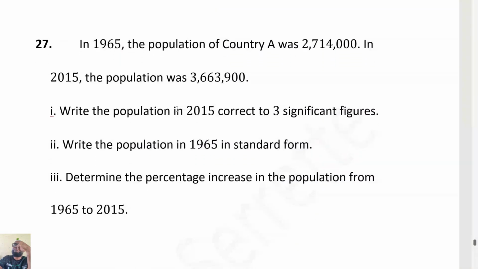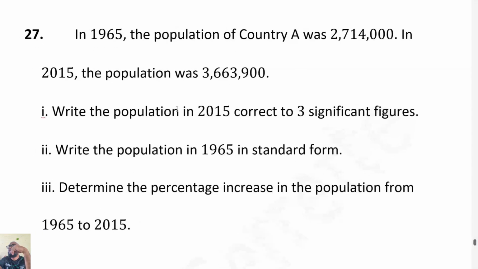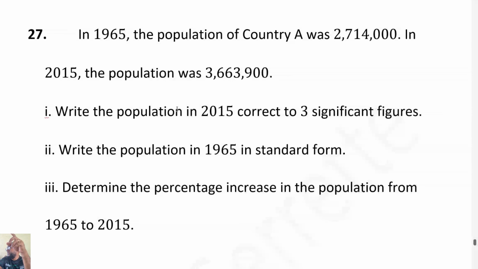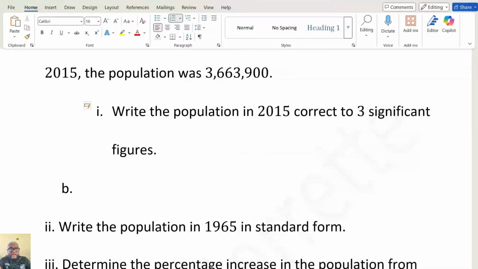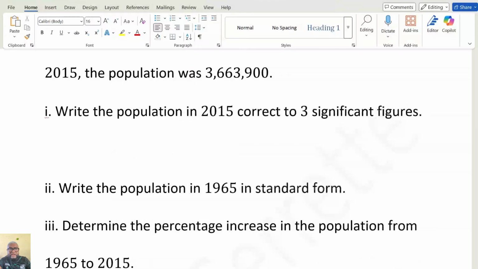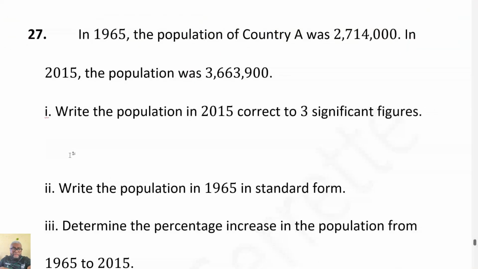What was the population of country A in 1965? 2,714,000, right? In 2015, it grew to 3,663,900. Write the population correct to three significant figures. Well, in 2015, which number in that figure is the first significant figure? The 3, all right?